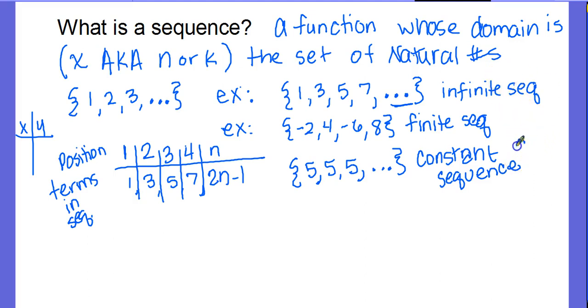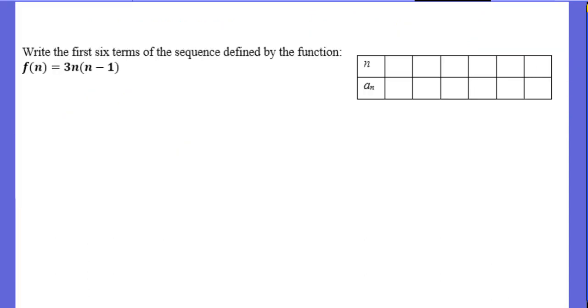So basically, we could say that this is a sub n equals 5. There's the rule. It doesn't matter what position it's in, it's a 5. Okay? So there's our definition of sequence. Now let's do some practice.